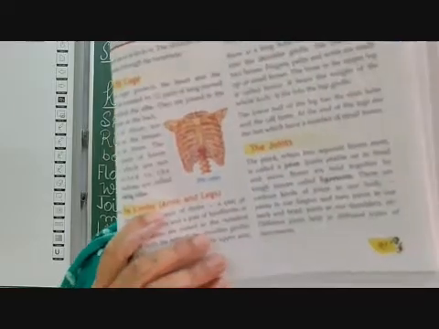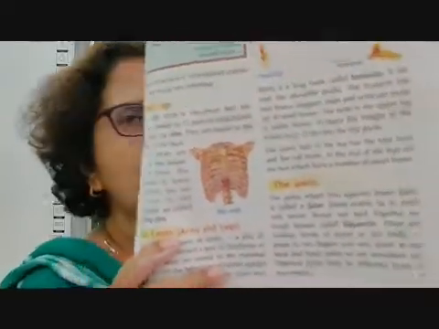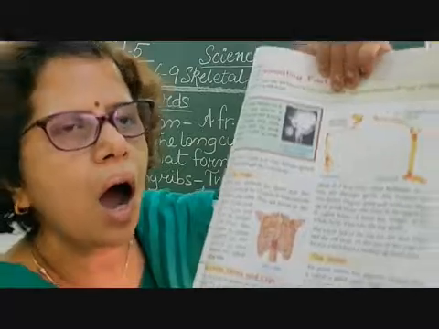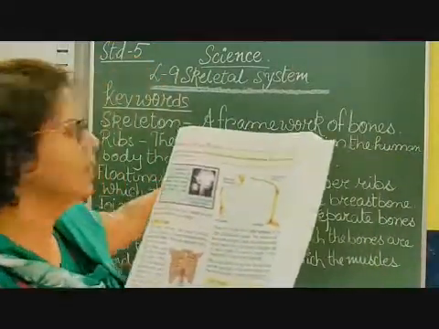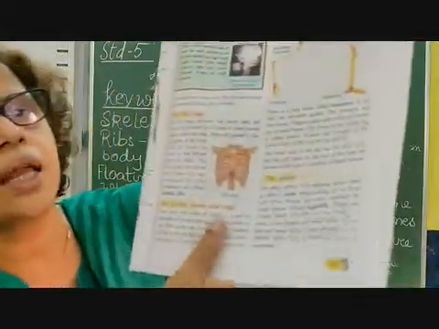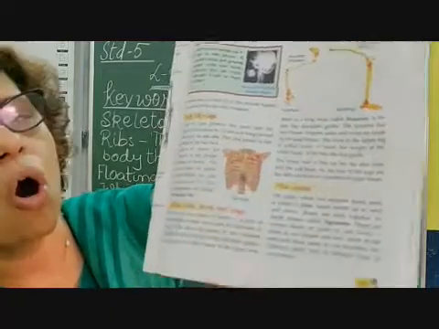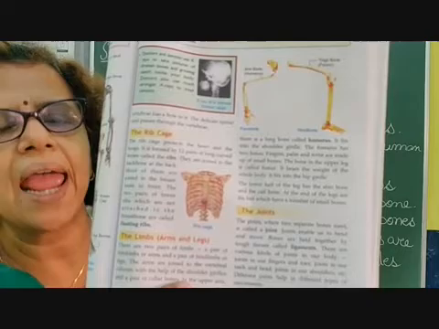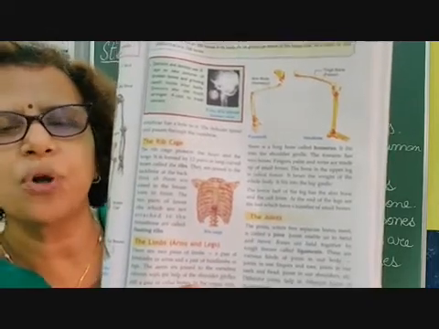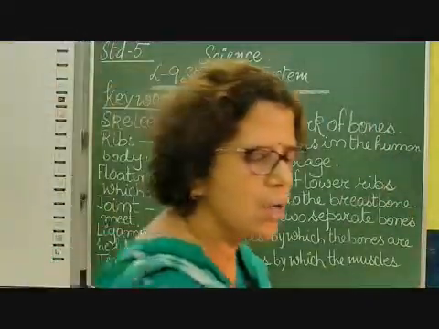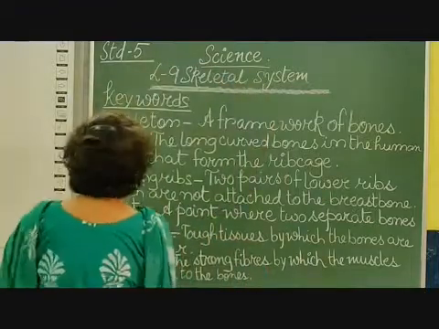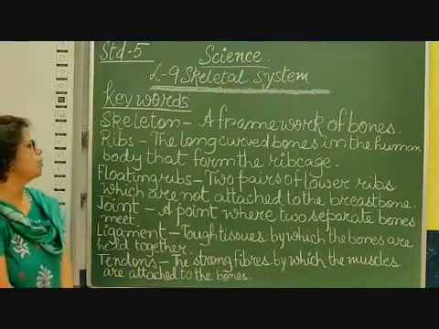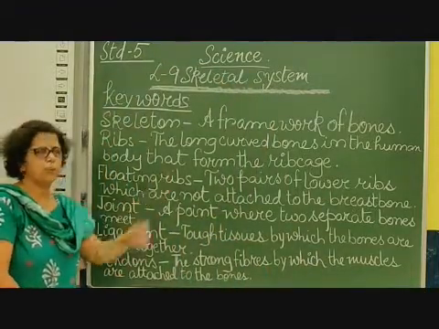So it is written, the long curved bones in the human body that protect the heart and form the rib cage. As you can see, it is like a cage. So these are long curved bones and they are formed like a cage, and inside the cage what do we have? We have the heart. So this is ribs. The long curved bones in the human body that form the rib cage.